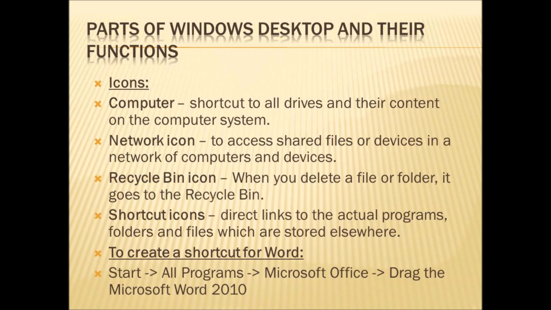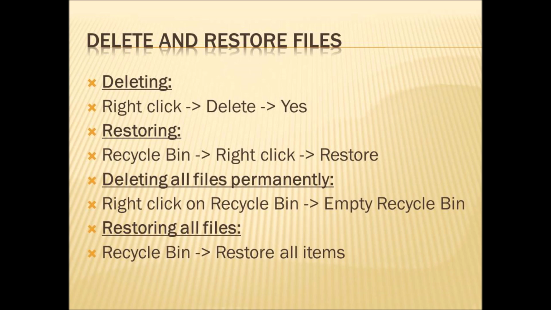For example, if you want to create a shortcut icon for Word, you should go to Start, All Programs, Microsoft Office, and you have to drag the Microsoft Office Word 2010 and drop it on your desktop. This will create a shortcut icon for Word. In this way, you can create the shortcut icon for any program, folder or file that is stored in your computer system. Now, we will see how to delete and restore a file.